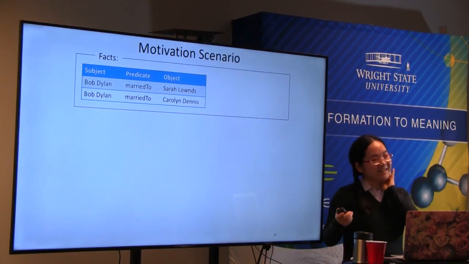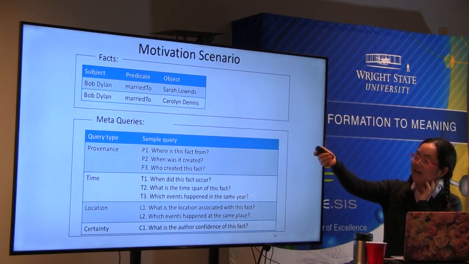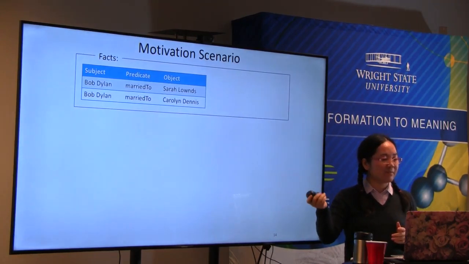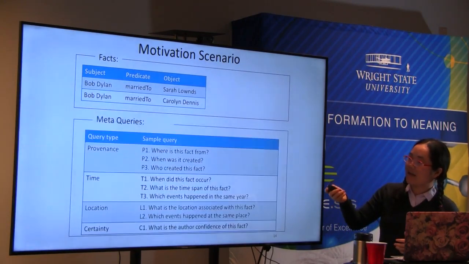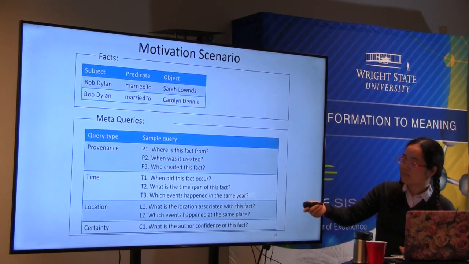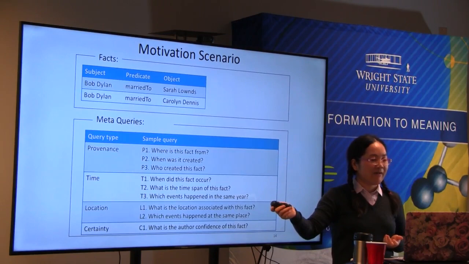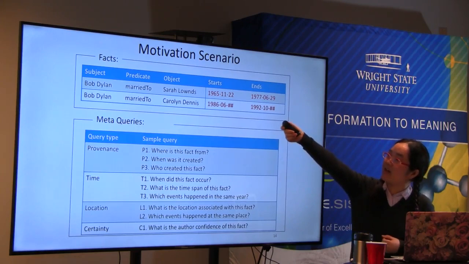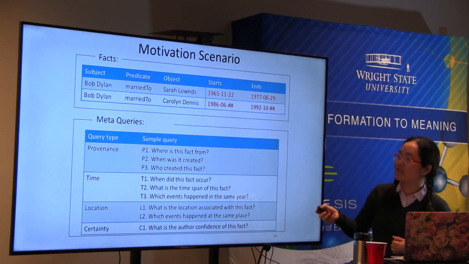So this is the familiar set of slides. We have a set of facts, like Bob Dylan married to Sarah Lownds, and he also married to Carolyn Dennis. If we just have this much information, we cannot answer many questions, like where it comes from, when it happened, and so on. We call it a meta query. However, if we have the temporal information, the duration of the marriage, then we will be able to answer more questions.